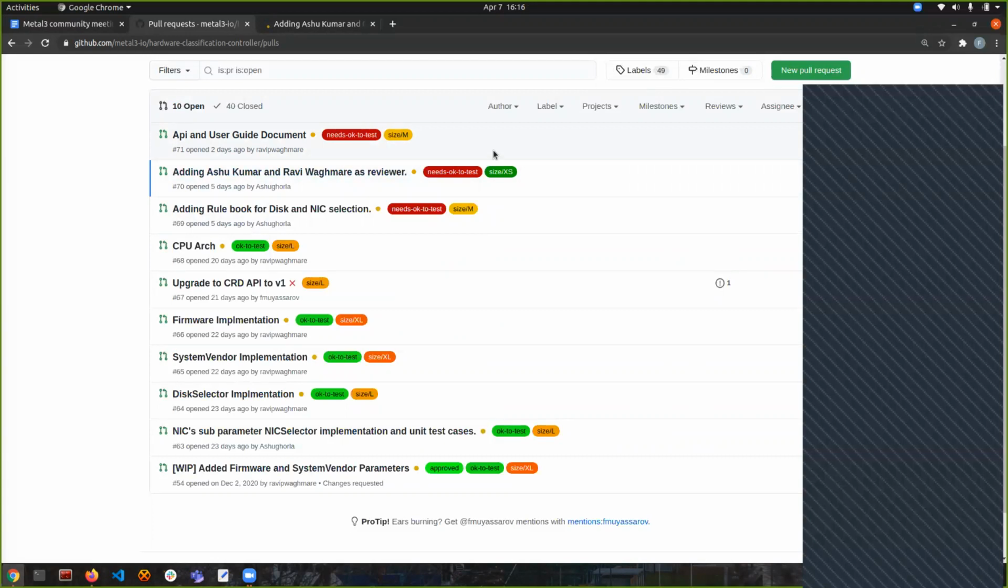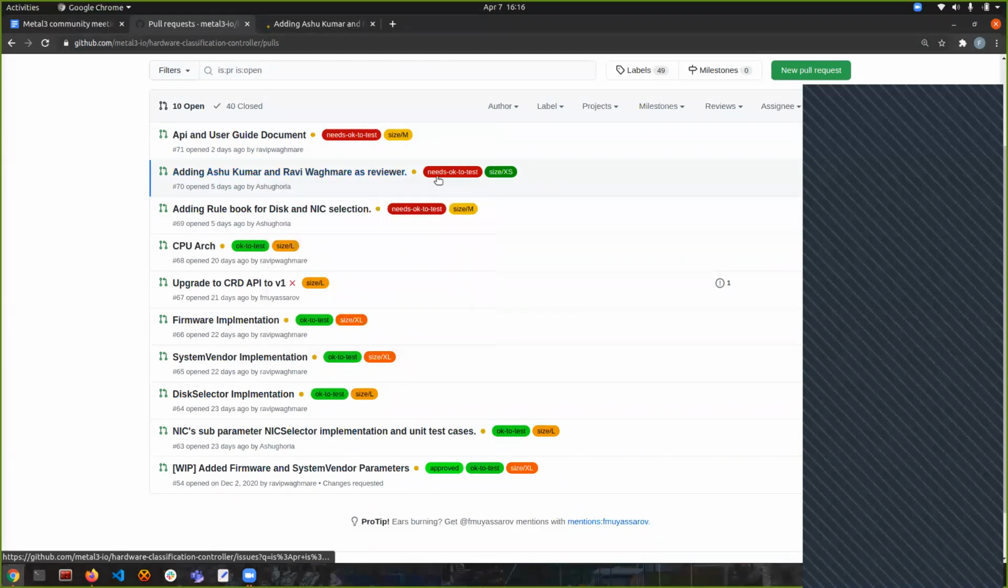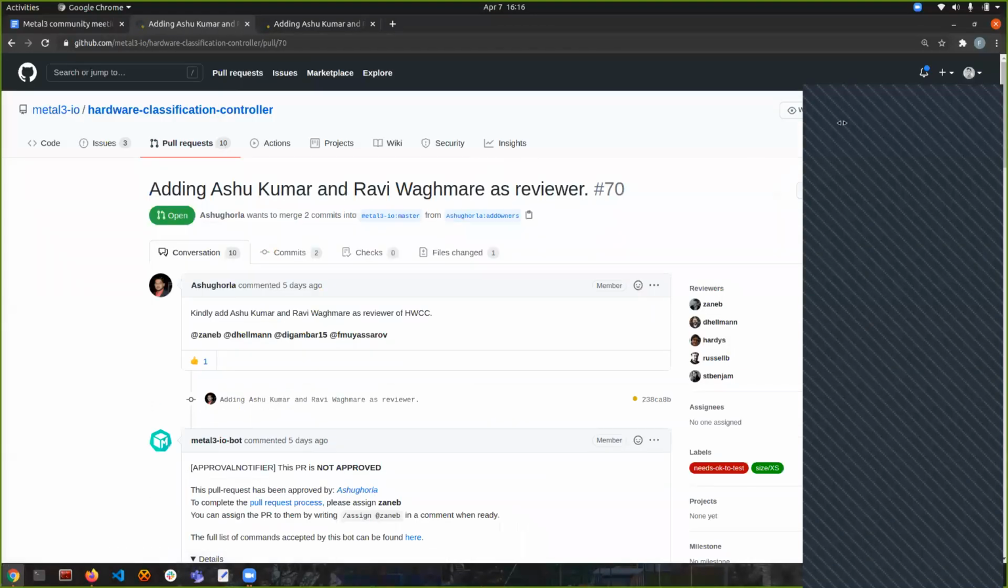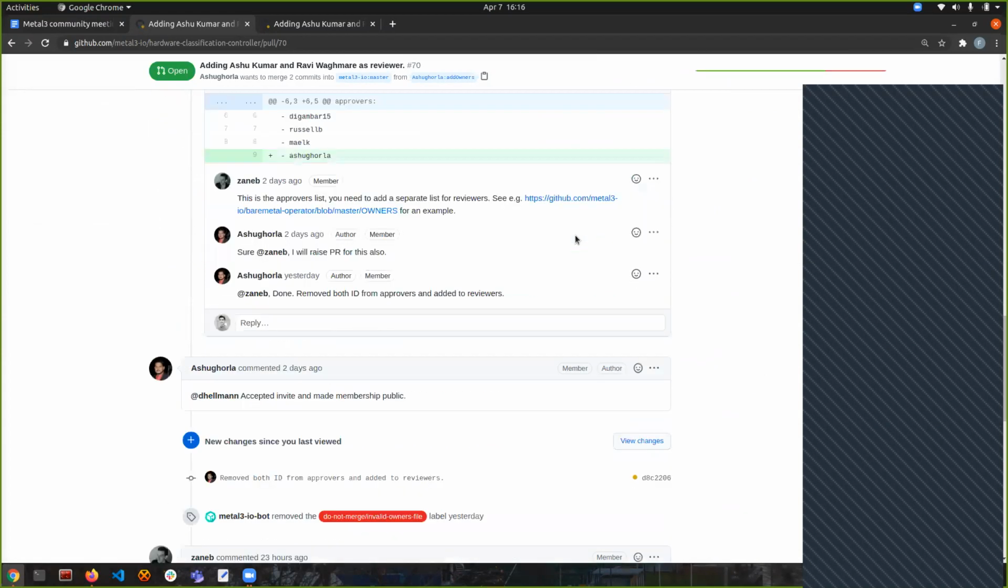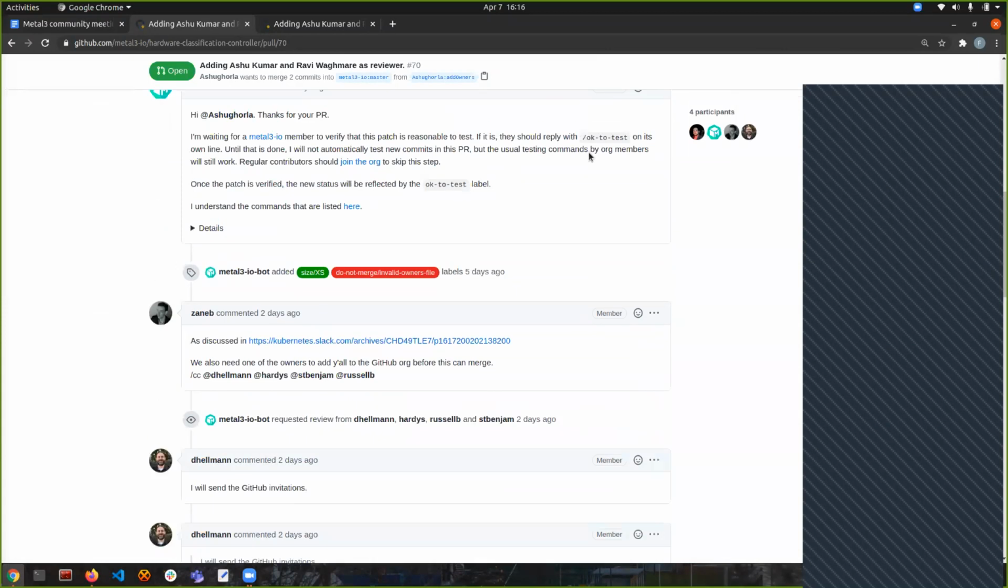I remember during this addition of the reviewers, I think you have to be a public member of the Metal3 GitHub org, right? I see you still need to, meaning you are not a public member. Actually, someone sent the invitation? Doug has sent me the invitation. I have accepted it, and I made the membership public also. Okay, same with Ravi. Yes. Okay, yeah, thank you. We have done that.